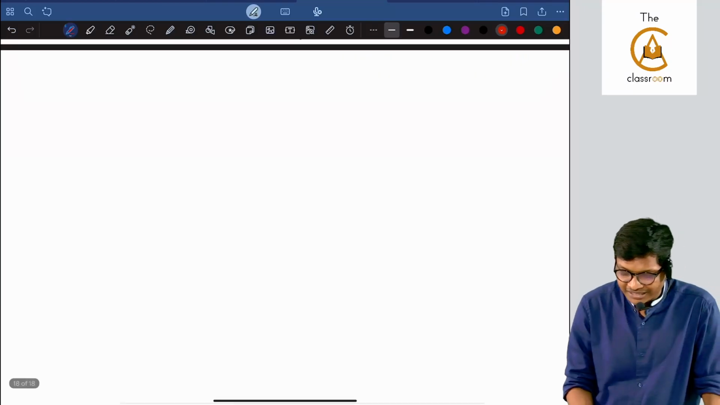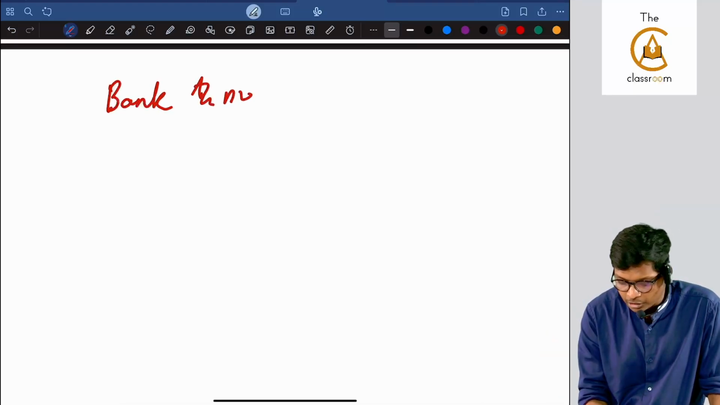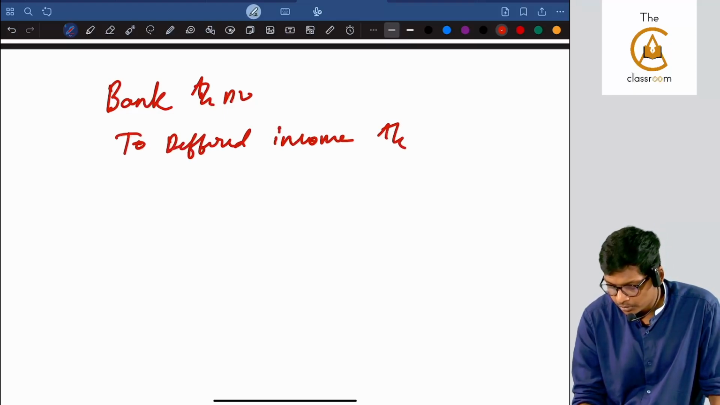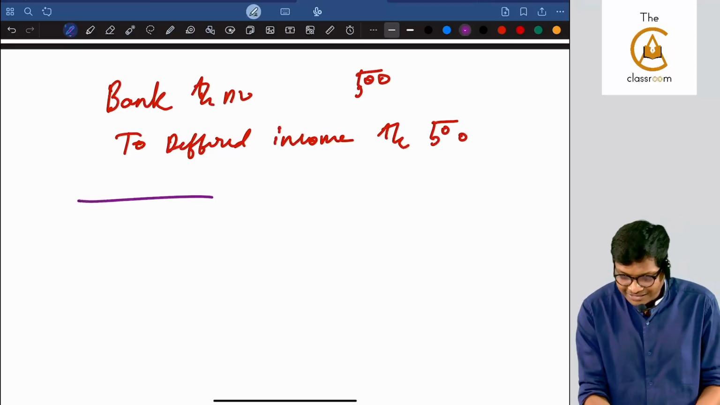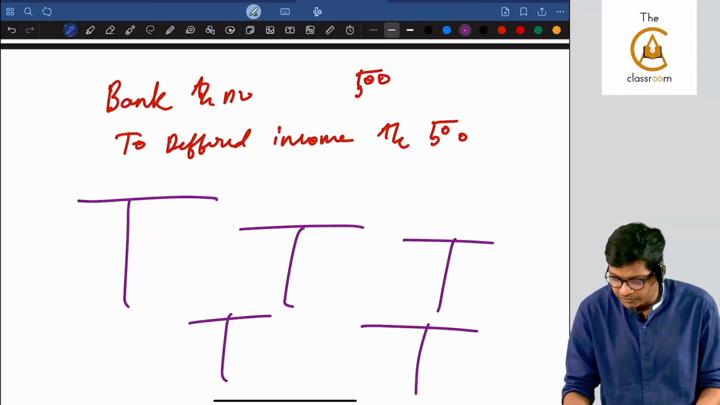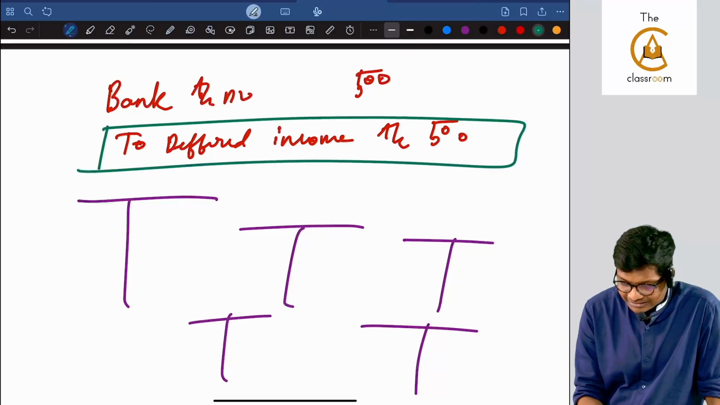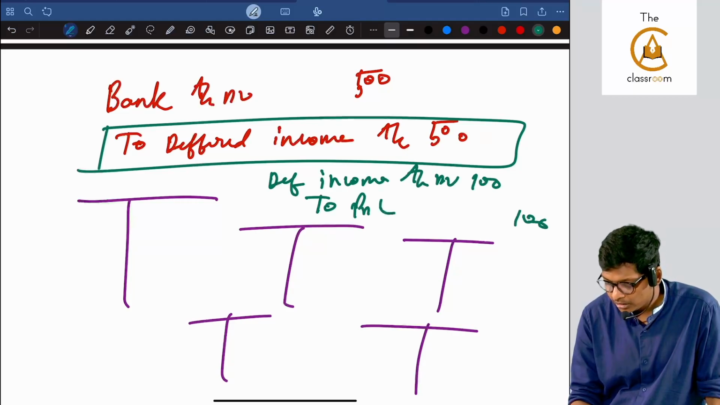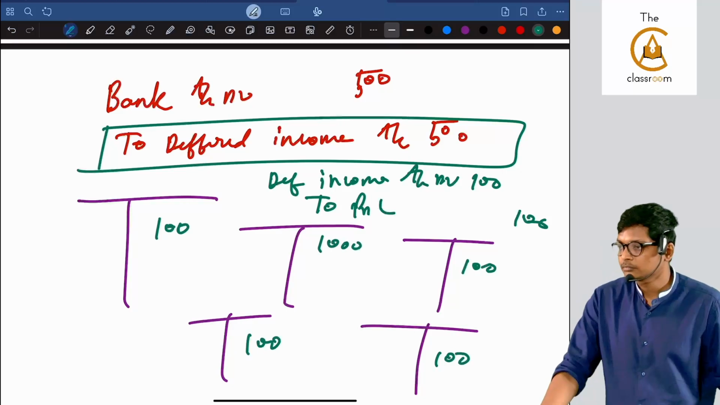Very simple. If a grant comes where the benefit belongs to multiple years, the entry will first be bank account debit to deferred income account 500. Correct, guys? Now this has to go to 5 different P&Ls for 5 years. So what entry will I pass here? This will reverse. So the entry will be deferred income account debit 100 to P&L 100 for each of these 5 years. 5 times I will pass the entry in 5 years, each year once.